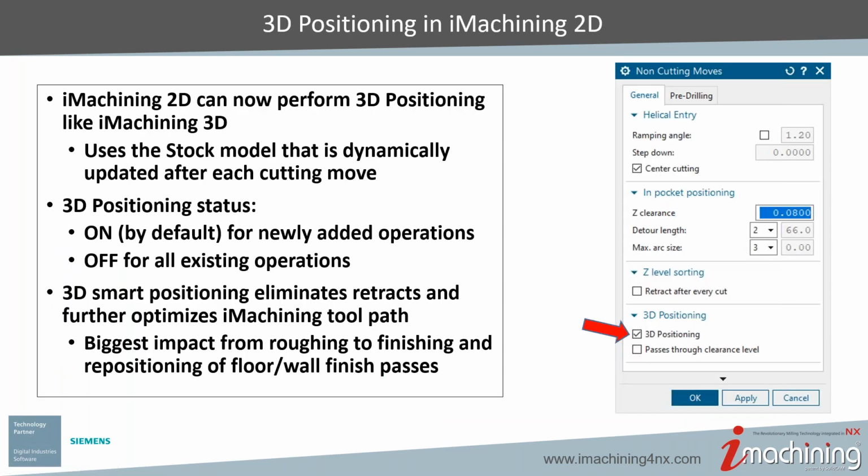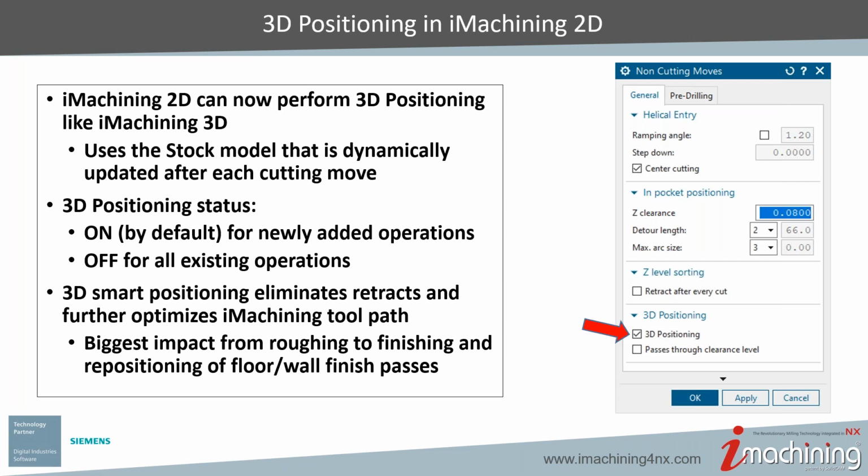We also support 3D positioning in iMachining 2D. This is actually a very awesome thing. For anybody that uses iMachining 3D, we know the tool is always staying down, right? Once it starts cutting, iMachining 3D does this magical thing where it keeps the tool down underneath the part if it needs to. If it needs to go from one area of the model to the other, it just lifts up as much as it needs to. It repositions really quickly around the part, and we get our machining.